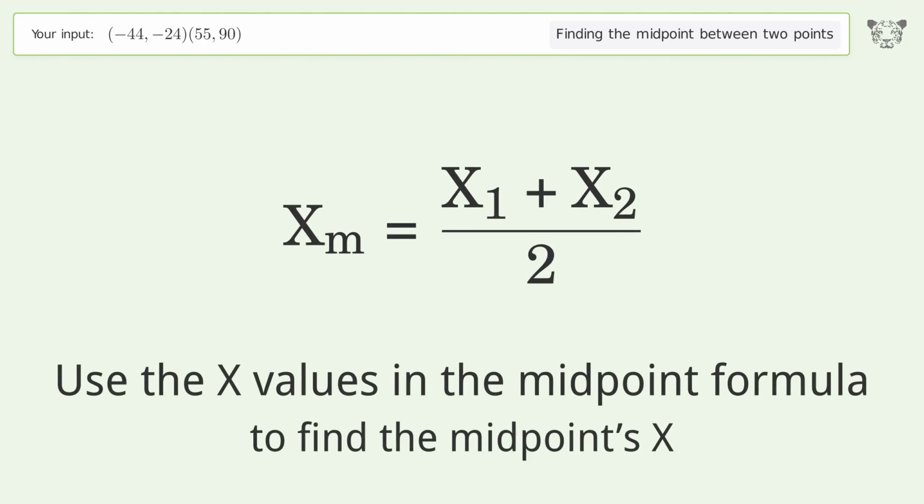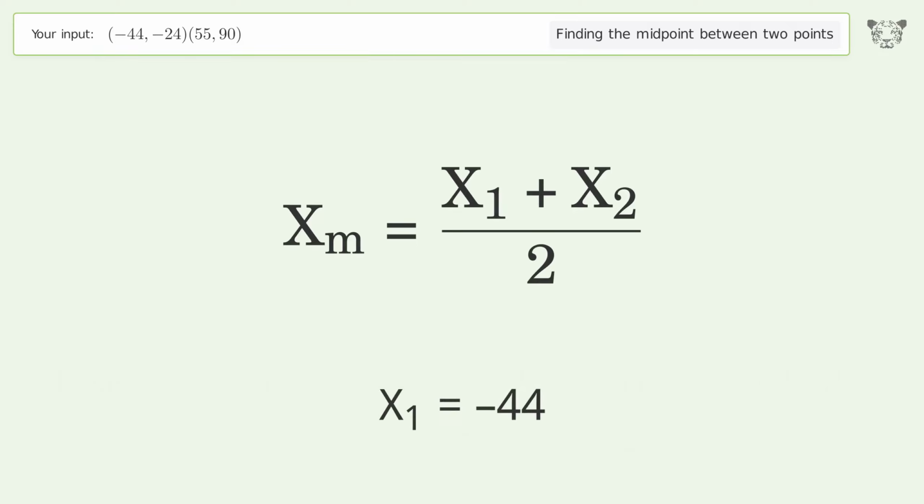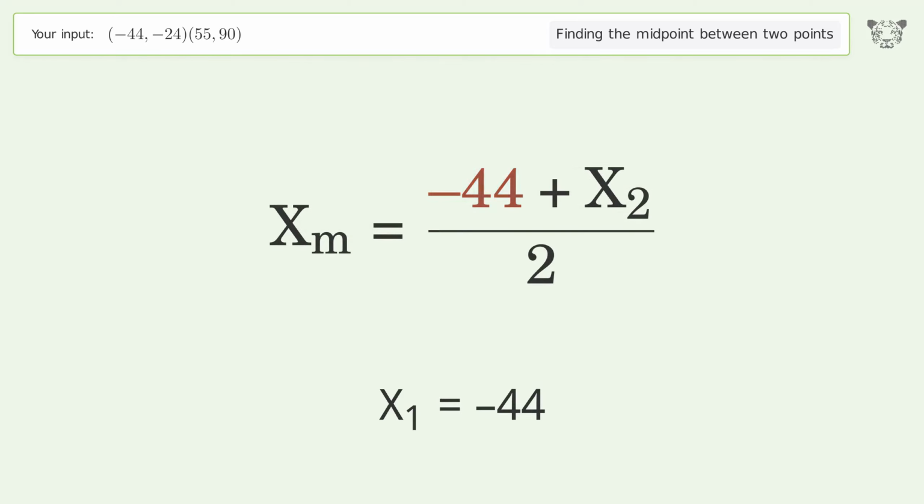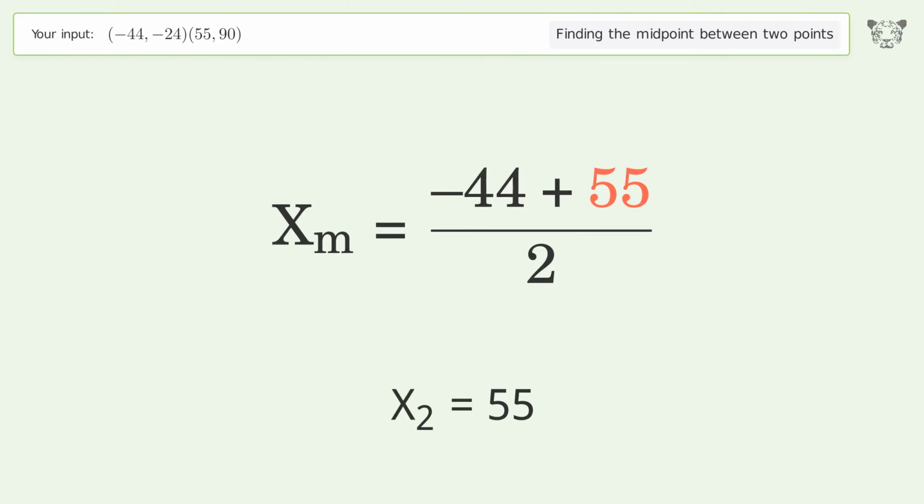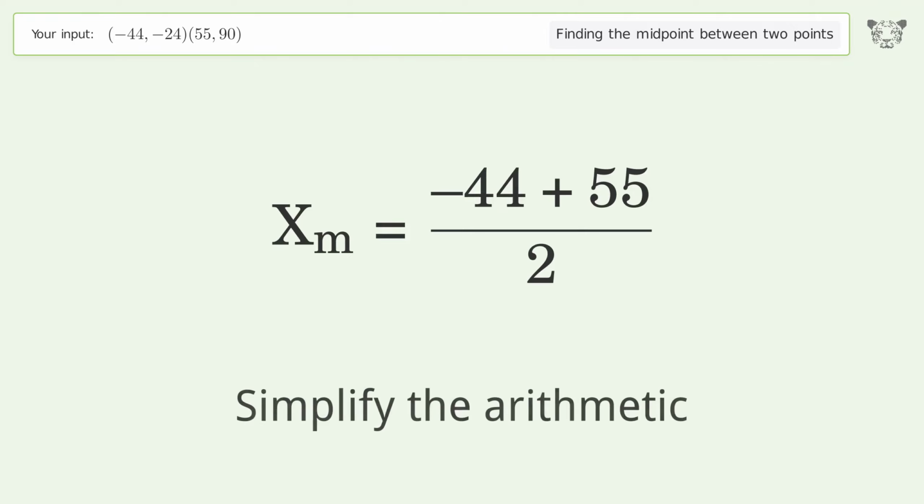Use the x values in the midpoint formula to find the midpoints x. x1 equals -44. x2 equals 55. Simplify the arithmetic.